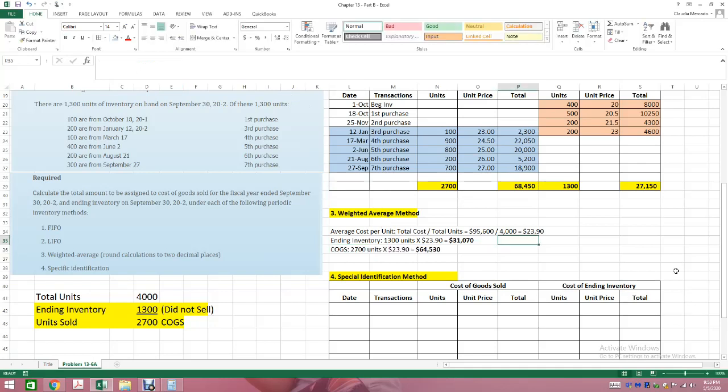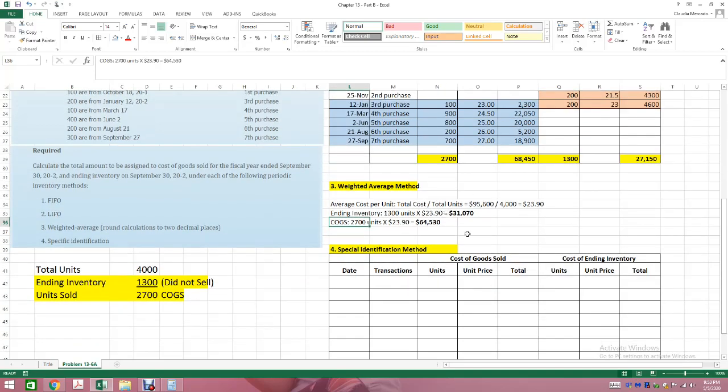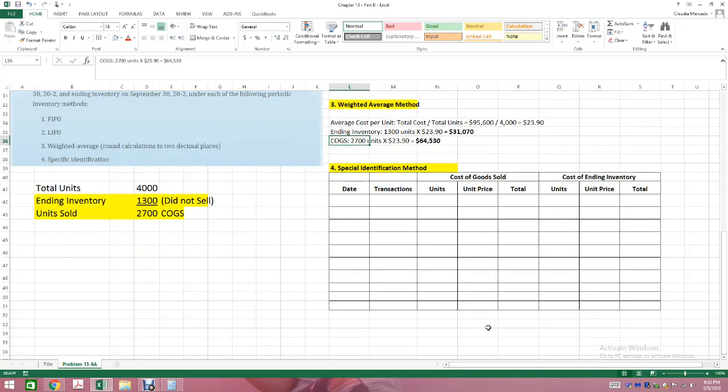So for the weighted average, the key here is to calculate your average cost per unit, which we did. Once you have that number, you just multiply it times the quantity of units you have in your ending inventory, which in this case is 1,300. And for your cost of goods sold, remember that it represents the actual units that you did sell, which was 2,700. 2,700 times the $23.90 average cost per unit gives you those amounts. So that's your ending inventory cost, and that's your cost of goods sold. Pretty straightforward. Now, last but not least, we have the specific identification method.